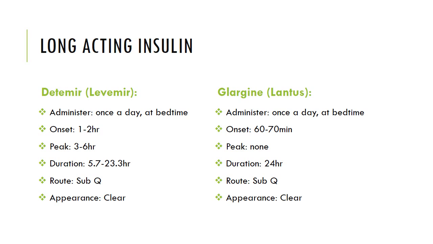Our final group of insulins is our long-acting insulin. This includes Levemir and Lantus. For Levemir, you administer it once a day at bedtime. The onset is 1 to 2 hours. Peak is 3 to 6 hours. And the duration is roughly 6 to 24 hours. The route is sub-Q, and the appearance should be clear.